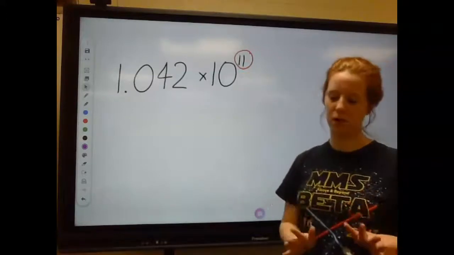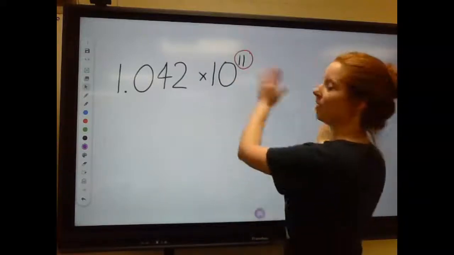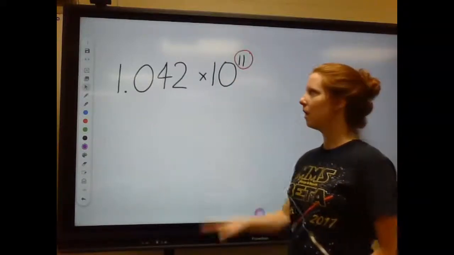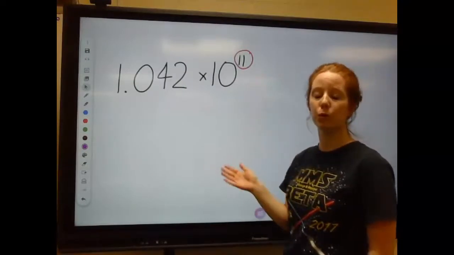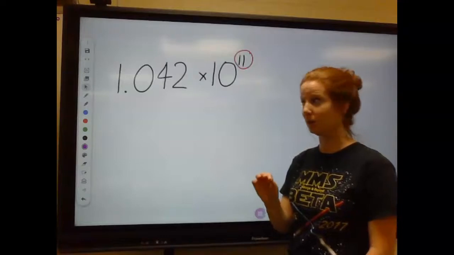Do not make the common mistake. Most people think, oh, there's an exponent of 11. I'm going to slap 11 zeros on the end of it. That's the answer. Done deal. That's the number of times you move the decimal. Okay? Don't forget that. That's really, really, really important.